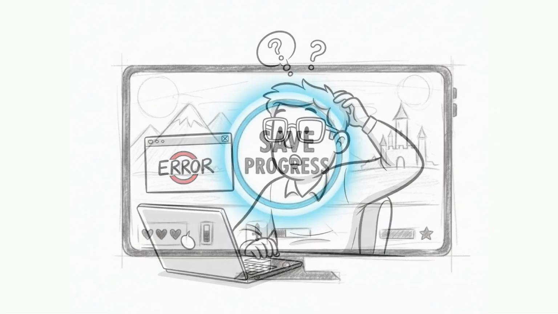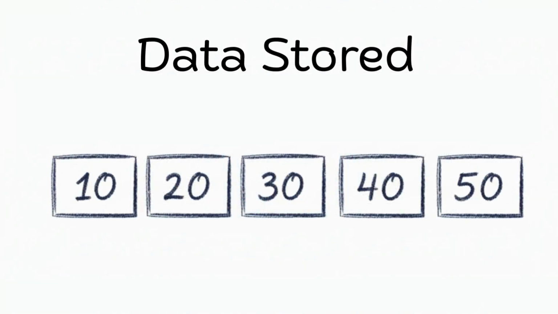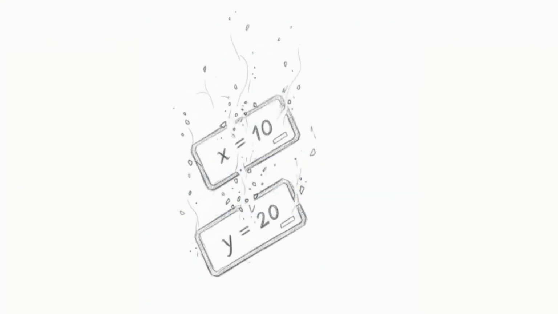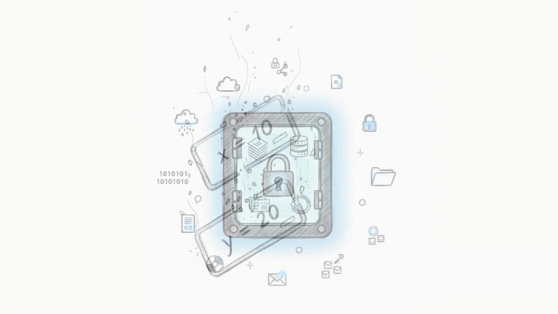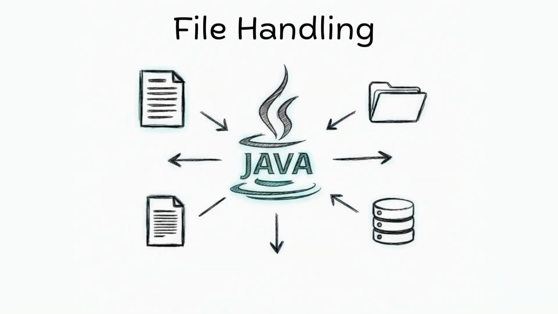Imagine you are building an app where users enter their details, or maybe a logging system that tracks all the errors, or even a game that needs to save progress. Now, if you only store data in variables, what happens when the program ends? Everything vanishes. So, the real problem is how can we make data permanent so that it stays even after the program stops? That's where Java's file handling APIs come into play.